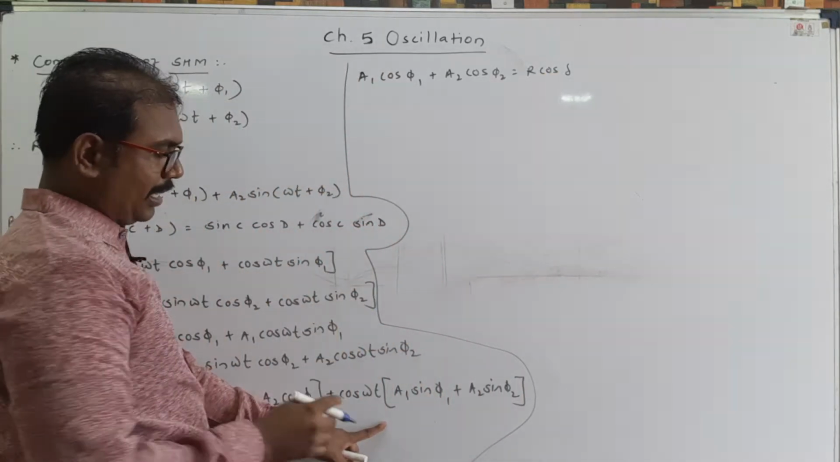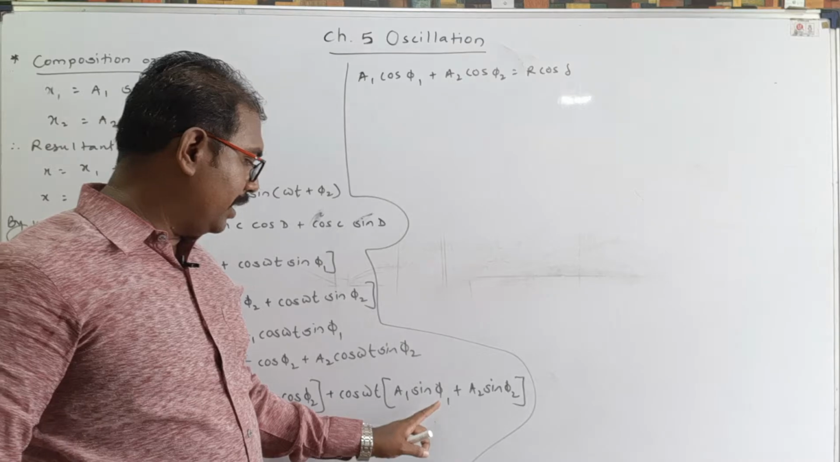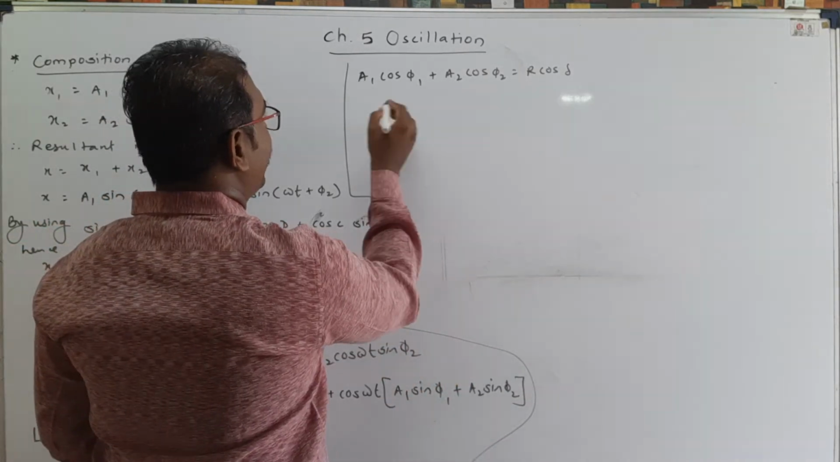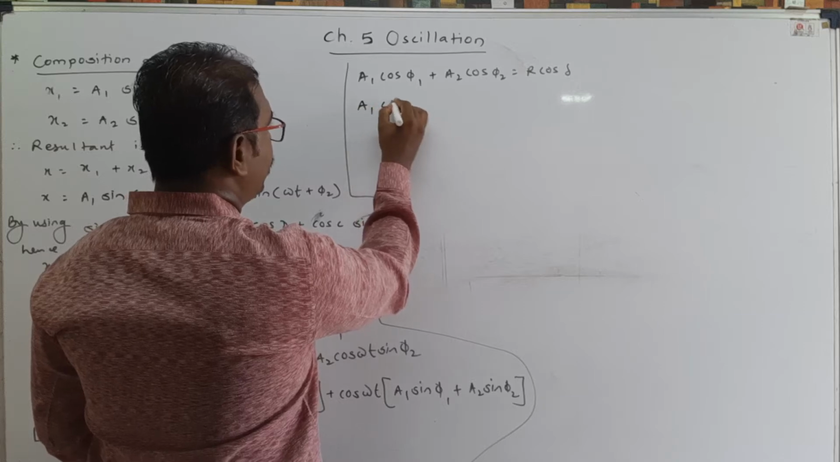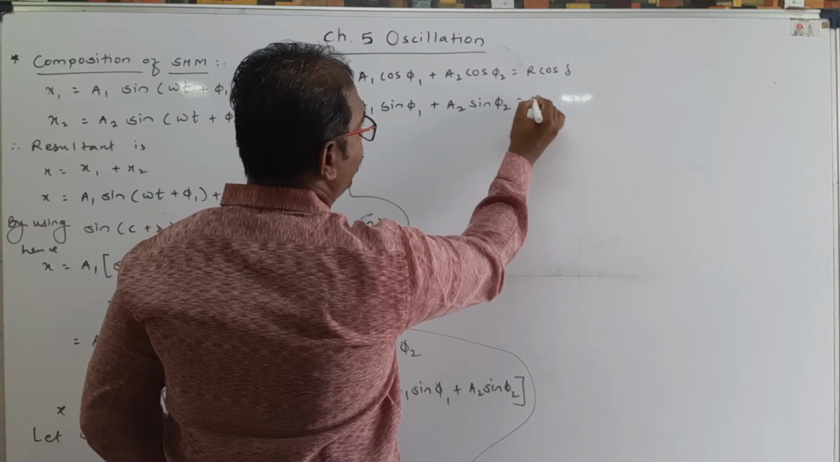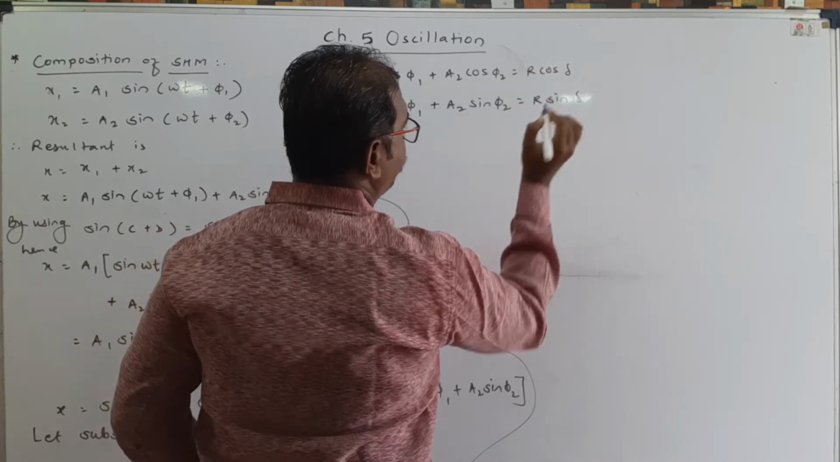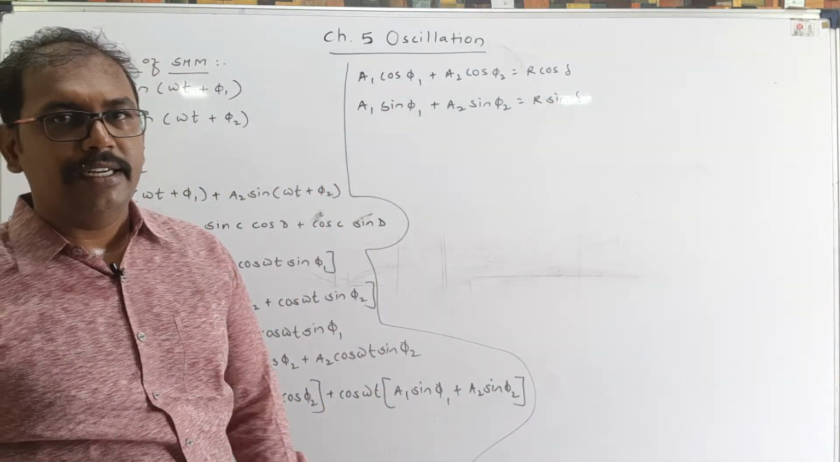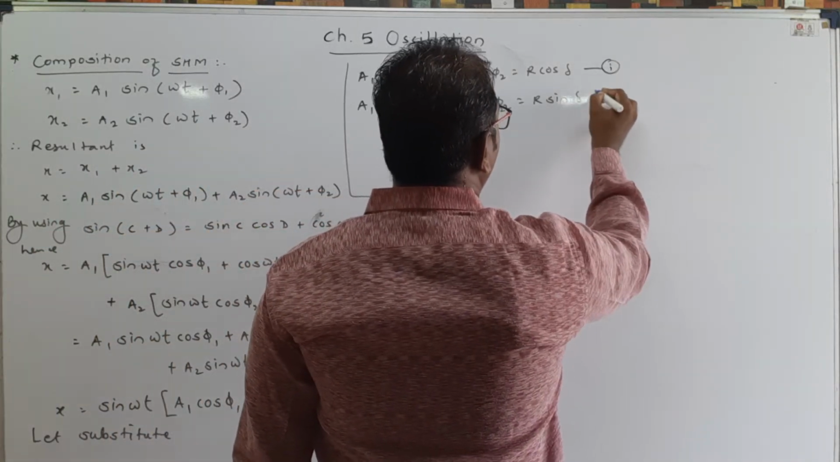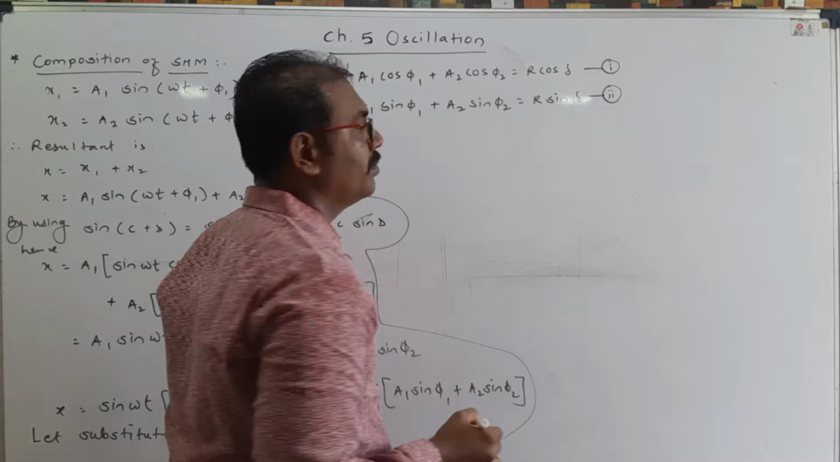And instead of the second bracket, you can see amplitude, sine, and initial phase. So I can write here A1 sin phi 1 plus A2 sin phi 2 is equal to R sin delta. I substitute R sin delta. Now I give here equation number 1 and equation number 2.